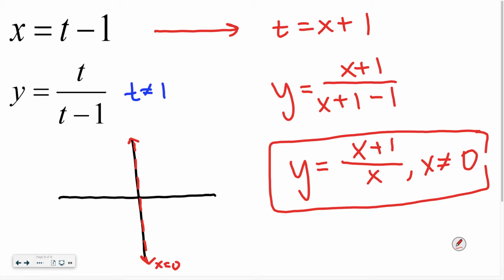The degrees of our numerator and denominator are the same, which means we look at our coefficients. We have 1 over 1. So y equals 1 is our horizontal asymptote. Okay, so there's our graph, and then we would just need to indicate the orientation with those arrows.